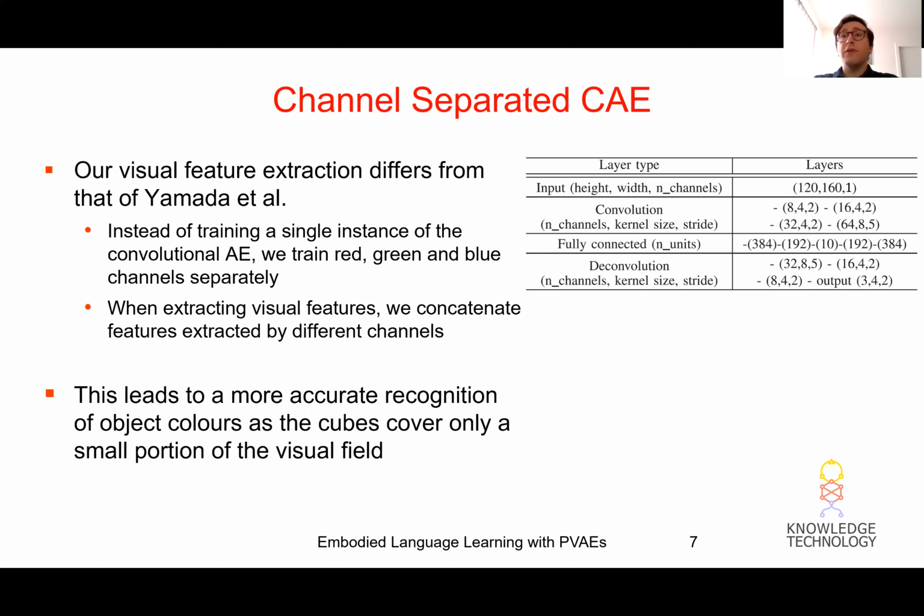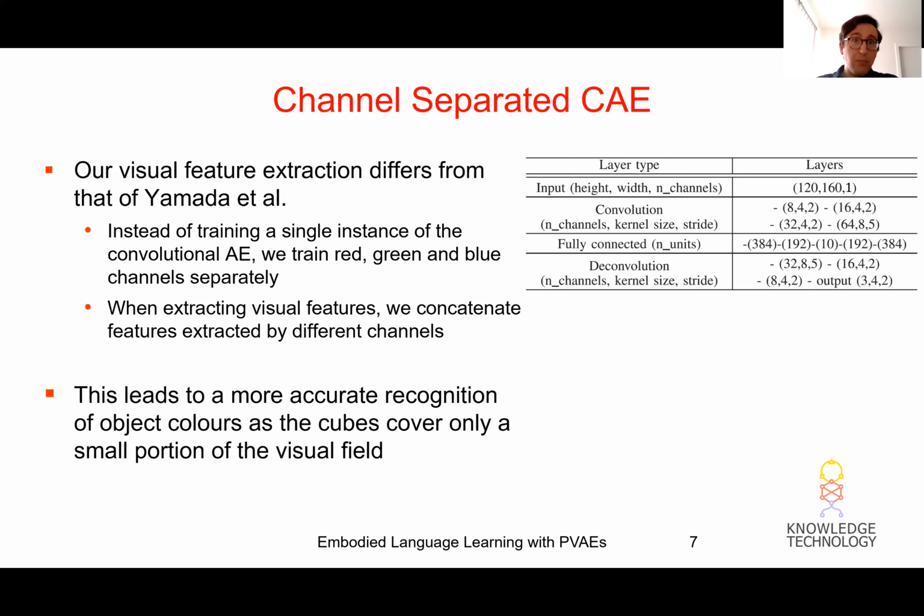For visual feature extraction, we used a convolutional autoencoder method. Different from the original approach, we used channel separation, which means that instead of training a single instance of the convolutional AE, we trained the red, green, and blue channels separately. And when extracting visual features, we concatenate those features extracted by the different channels.